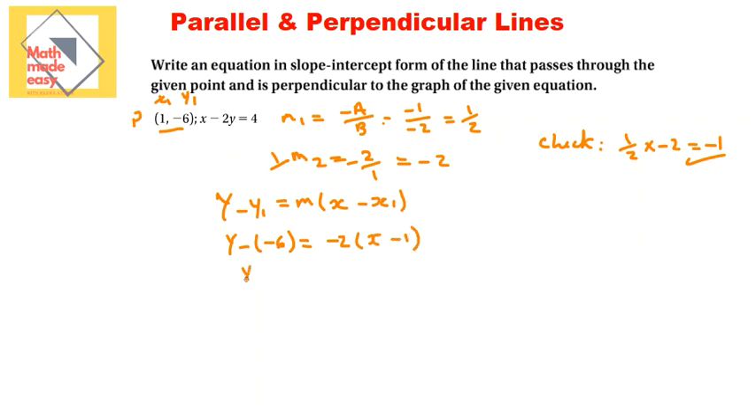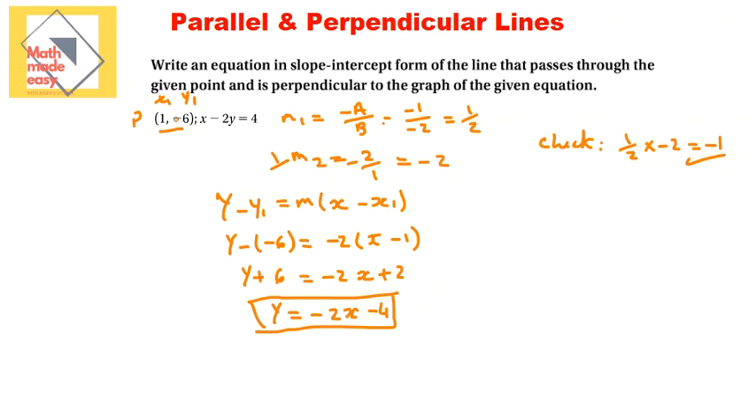You distribute again. Now negative becomes positive. Then you have negative 2x plus 2. When you subtract 6 from both sides, you'll get that y equals negative 2x minus 4. And this is the equation of the line perpendicular to the given line and passing through this point in slope-intercept form.